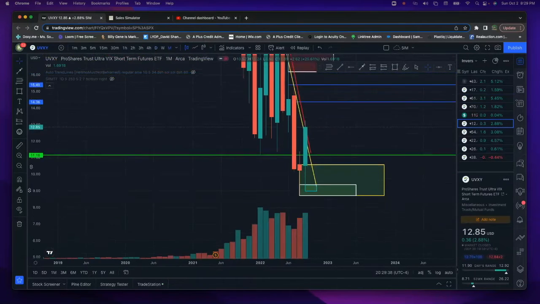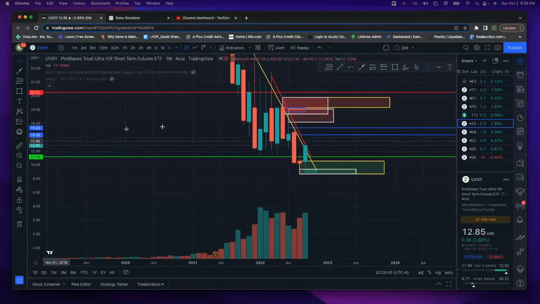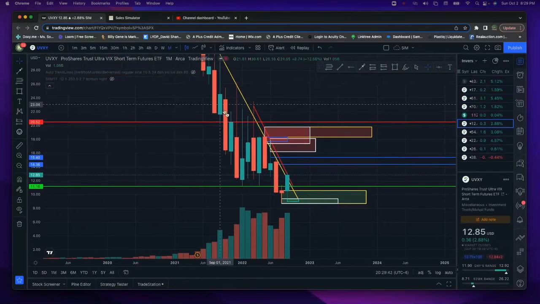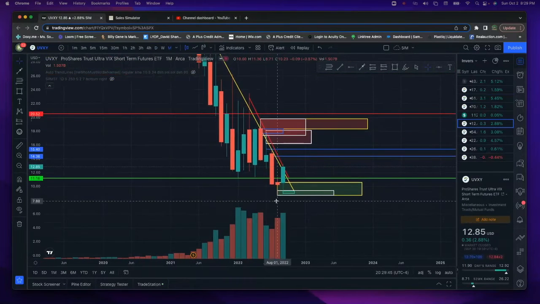Let me start from the monthly. With UVXY, there wasn't any bottom for a while. And then it finally came down back in August. This was my initial support line right here at about 11.16, right? Price came down in July and closed below that line. So right now I'm saying, okay, let me look and see if this is going to turn into support.